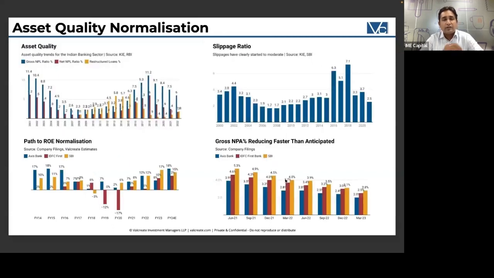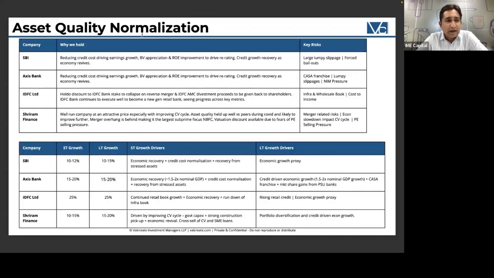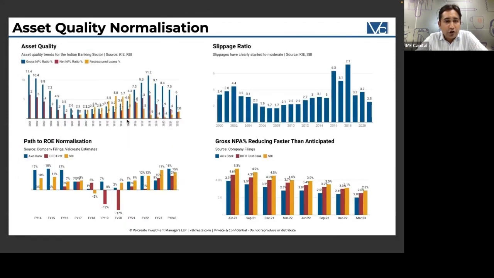Now, quickly coming to some of the core micro trends and what's making them so attractive. This is the asset quality normalization micro trend. What you've effectively seen in banks such as SBI, Axis Bank, IDFC Limited, Shriram, over the past decade, and especially over 2015 to 2020, is a very sharp increase in gross NPA ratios, or problem assets. This increase in problem assets led to these companies having to take very large provisions on their income statement, which really led to earnings collapsing.